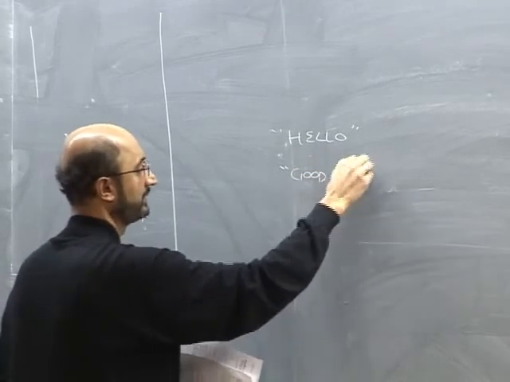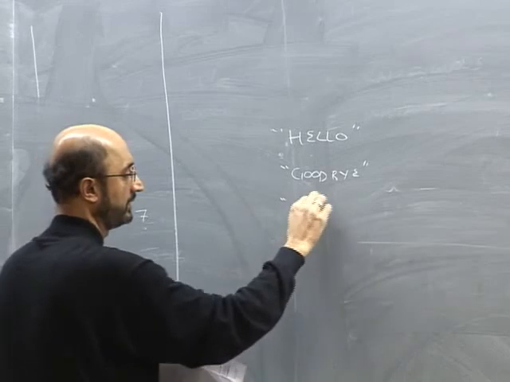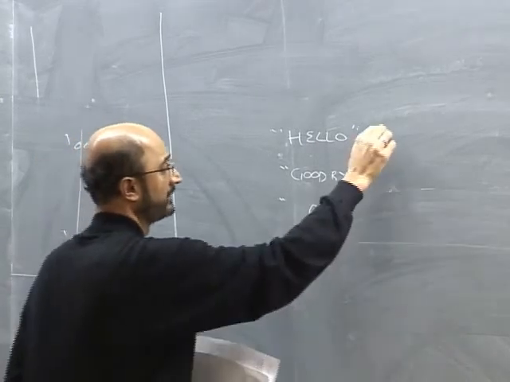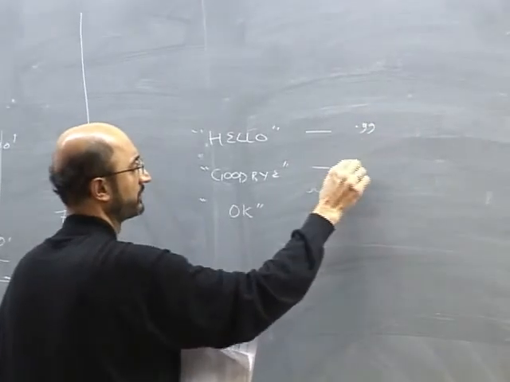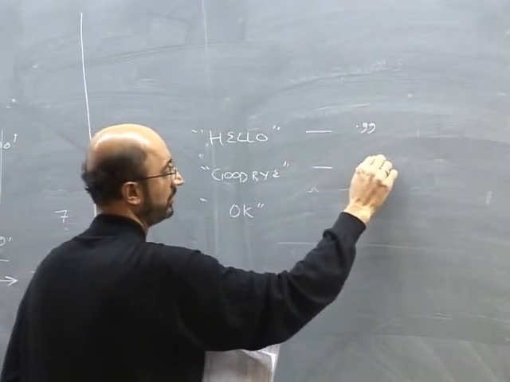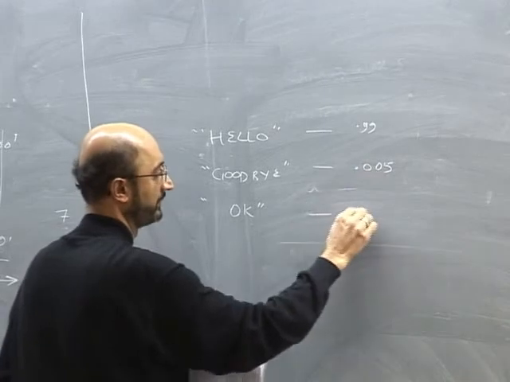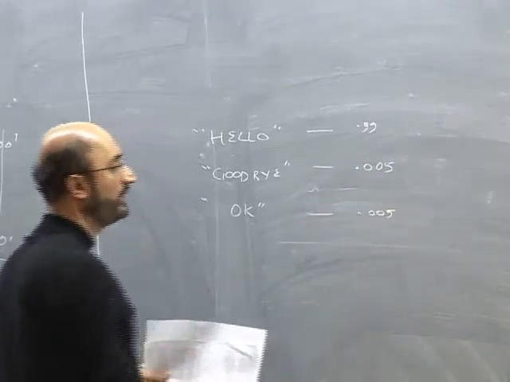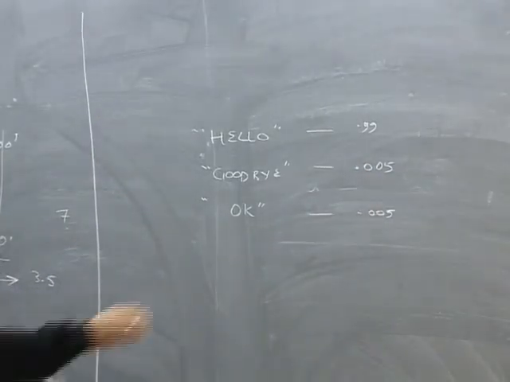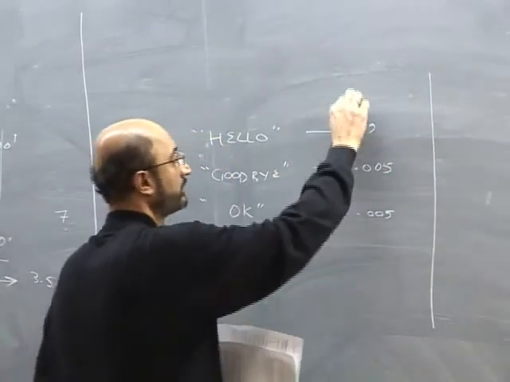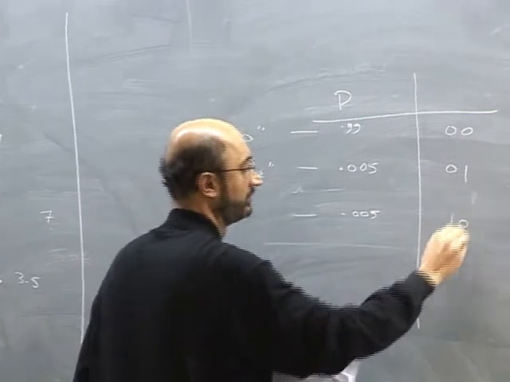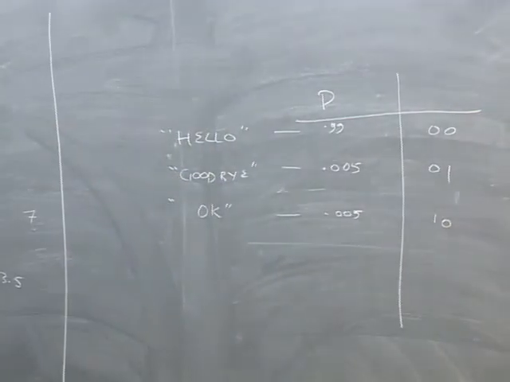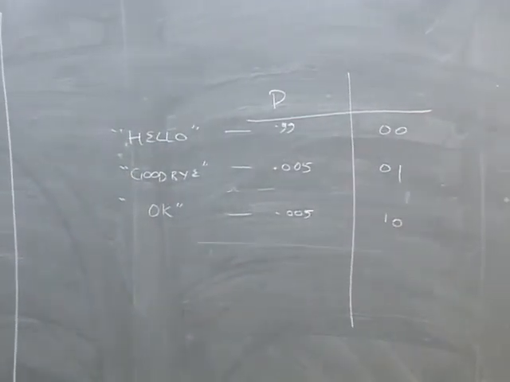Okay, actually, let me take three messages. Let's say you have three messages, and the first happens with probability 0.99, the second with probability 0.005, and the third with probability 0.005. One possible code book would be to give these 0, 0, 0, 1, 1, 0. But that would be a stupid way of doing things, right?